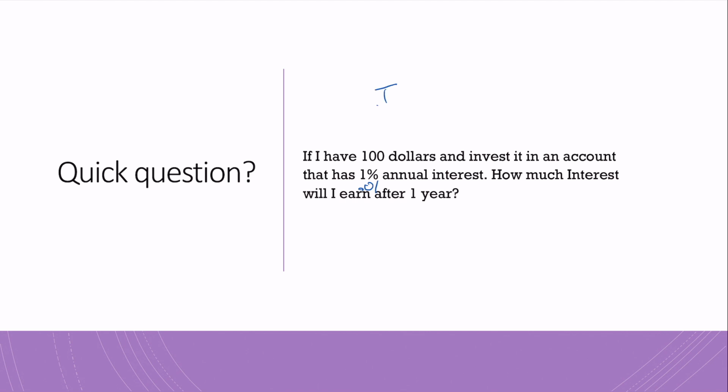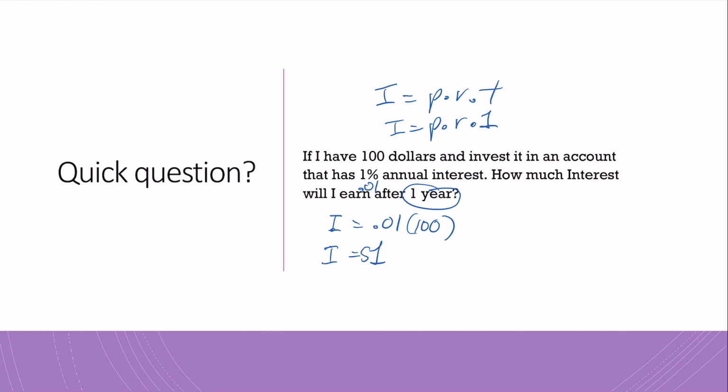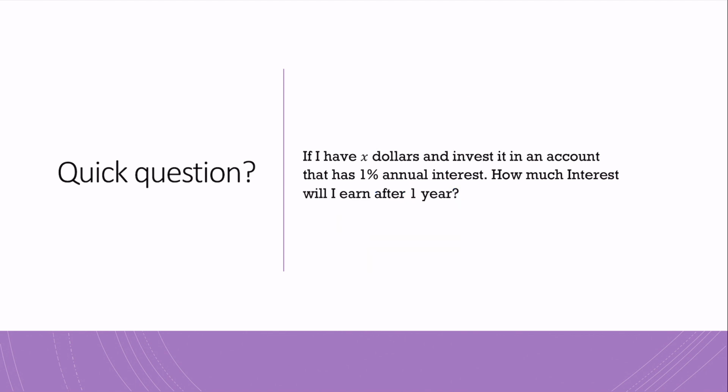And we know interest is principal times rate times time. So my time is 1 year. It kind of just goes away because any number times 1 is just itself. Well, my interest would be 0.01 times 100. So $1. In 1 year, I would earn $1. But what if I invest an unknown amount of money at that same rate? Well, in this case, my interest would be 0.01 times that unknown amount, which would give me the interest I need to find. So, last example of this video, I promise.